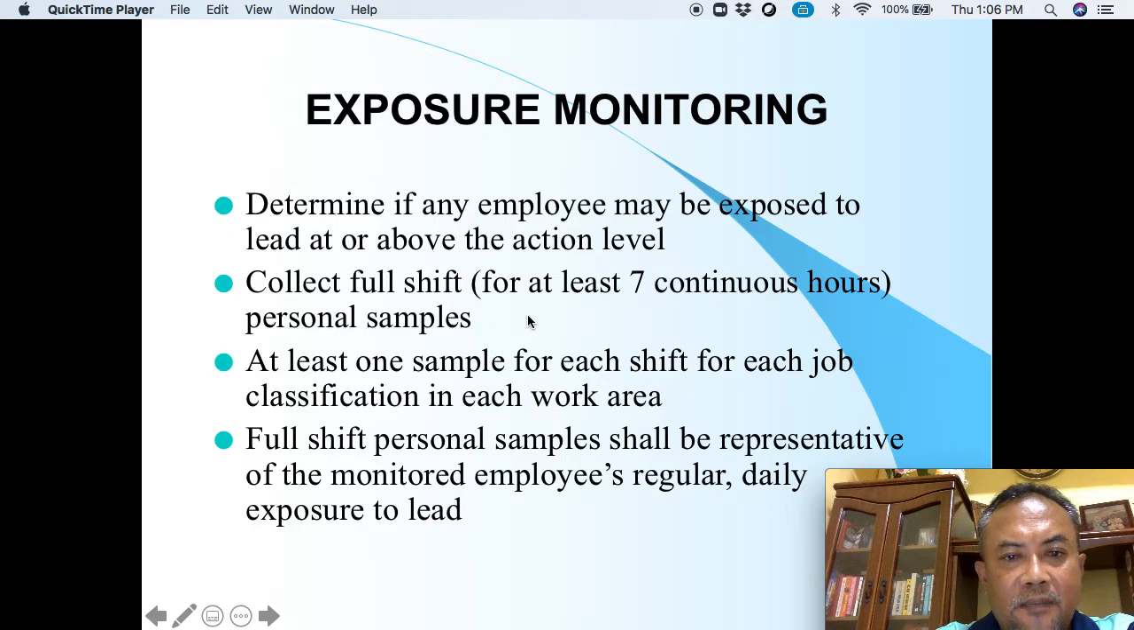And then the full shift personal sample shall be representative of the monitored employee's regular daily exposure to lead. So when they work daily, they have to monitor if the employee works every day, Monday to Friday. So they have to collect the sample.